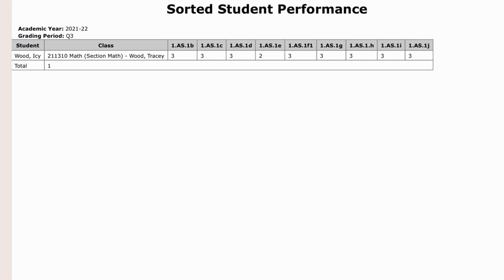Now you'll see a table with all of the students in your class or classes and each of the learning targets that you are interested in, and you can see what level the student is earning on each of those learning targets. So I can see that this student would not be able to earn a 3 on the report card because of this 1 learning target back from quarter 1 that is being calculated at a level 2.